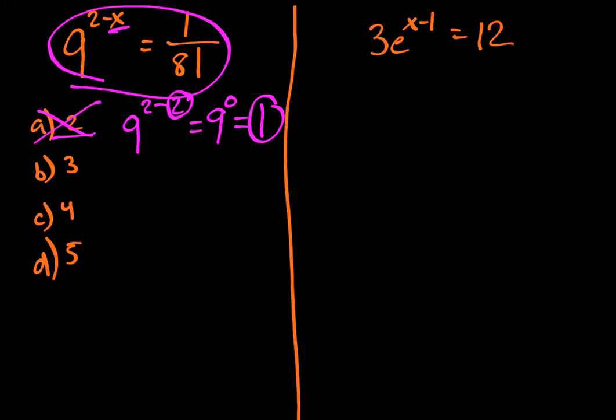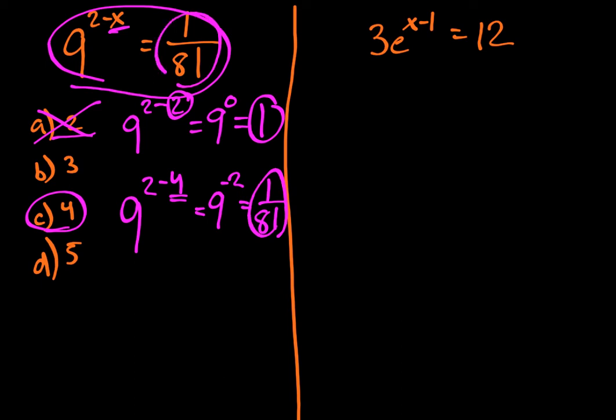And I'm going to do this for each one. I believe the right answer would be 4. And just to prove it to you, if I plug in 4 for x, notice I plugged that in for x. Well, 9 minus 4 is negative 2. And if you plug 9 to the negative second in the calculator, it gives you 1 over 81, which is what it should equal if it's the correct answer. So what I'm saying is on problems where they are asking you to solve, remember that you can check your answer just by plugging it into the problem.